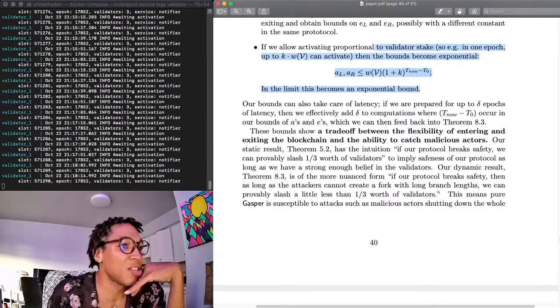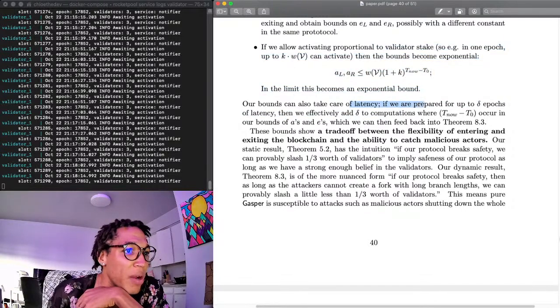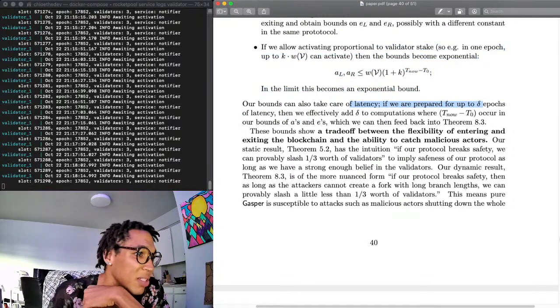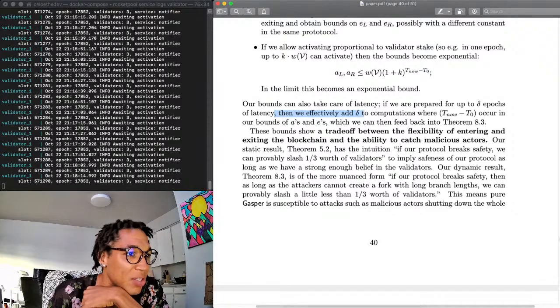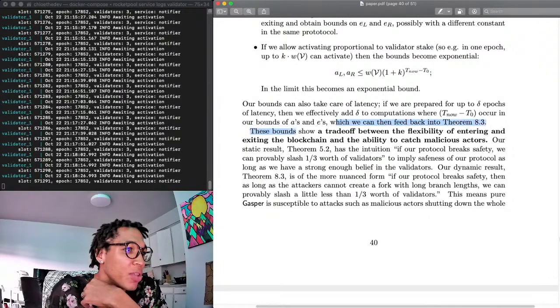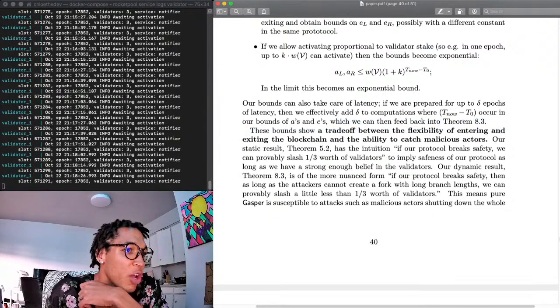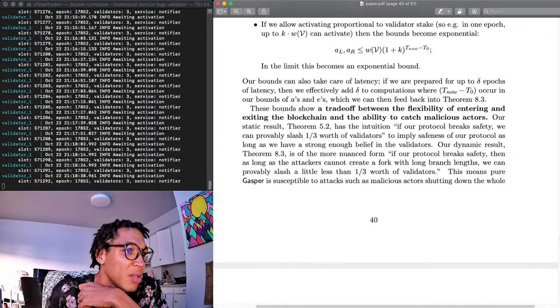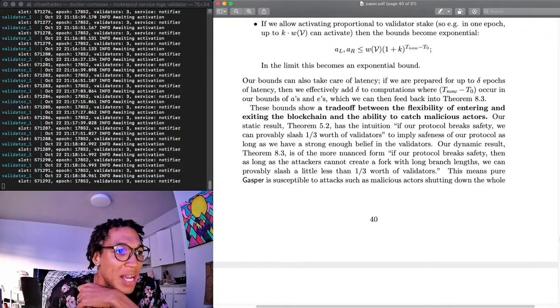Our bounds can also take care of latency if we are prepared for up to delta epochs of latency, and we effectively add delta to computations where T now minus T0 occur in our bounds of activations and exits, which we can then feed back to theorem 8.3. These bounds show a trade-off between the flexibility of entering and exiting the blockchain and the ability to catch malicious actors.